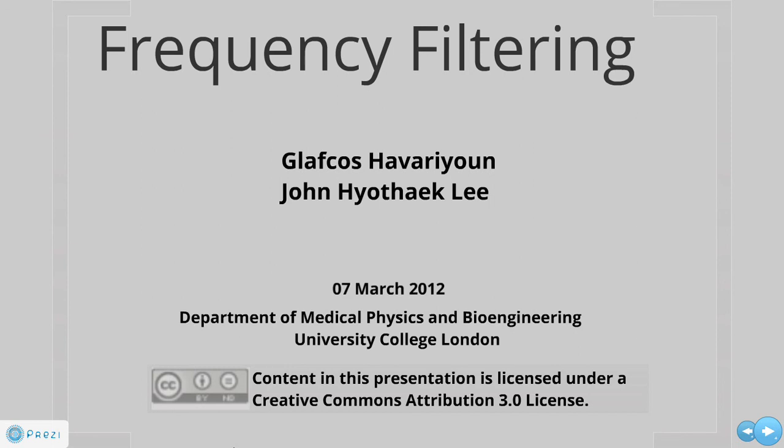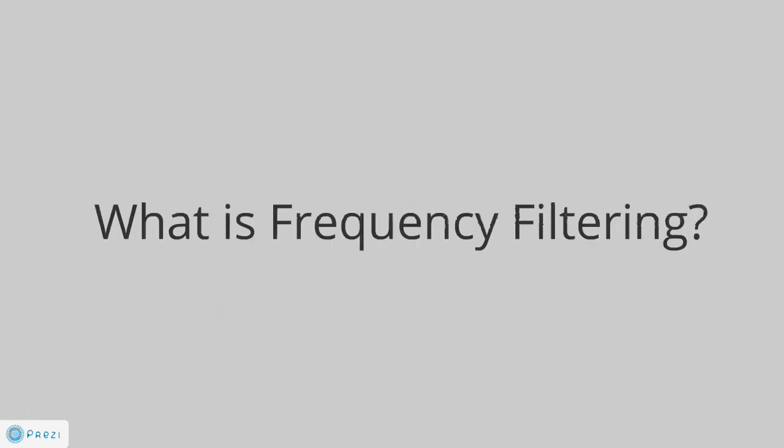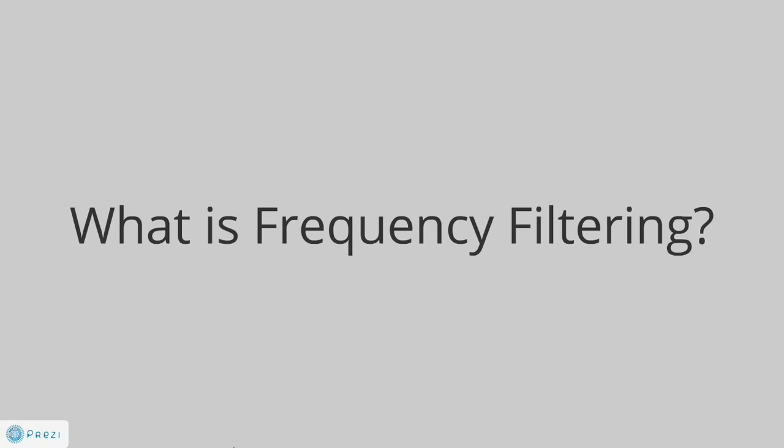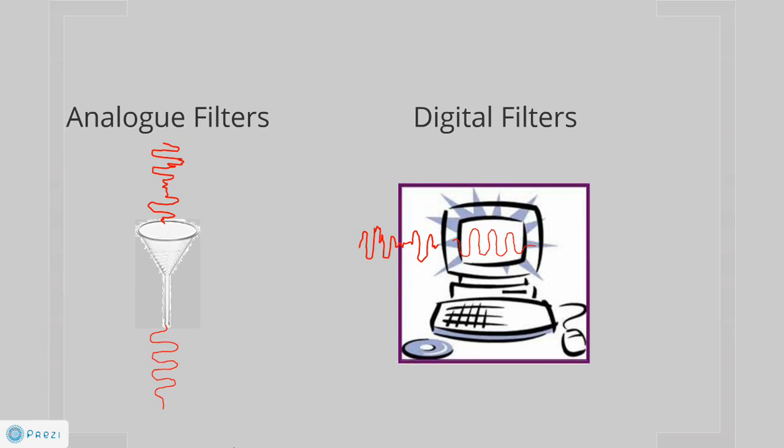This video is on frequency filtering in physiological measurements. We will start off by saying first of all what frequency filtering is. Well, it is the removal of unwanted frequency components and the enhancement of wanted ones in a signal. This can be done with either analog or digital filters, or even both.